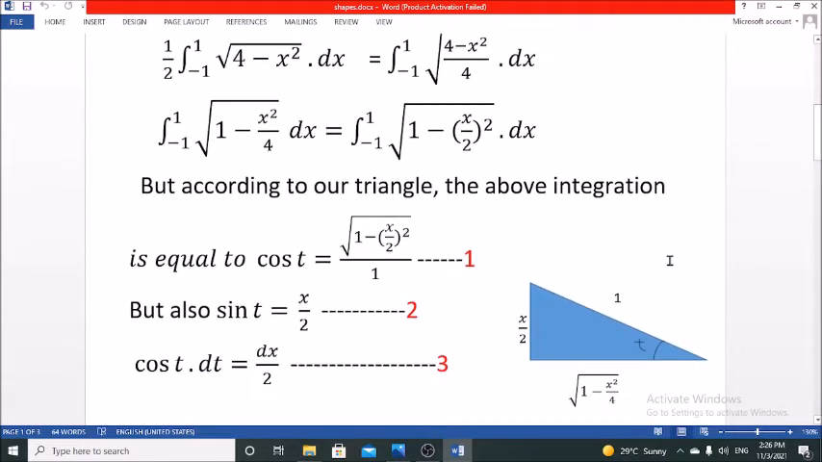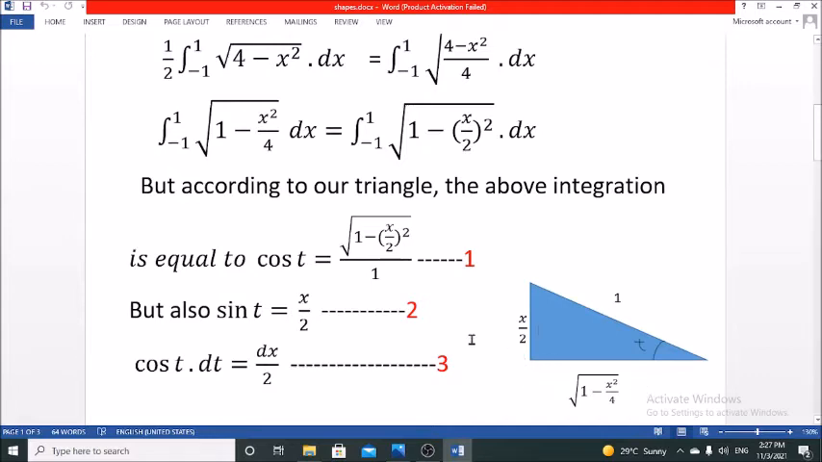Now let's construct this triangle, making use of x over 2, putting the opposite side equal to x over 2, the hypotenuse being 1, and thus the adjacent side would be the square root of 1 minus the square of x over 2, which is x squared over 4. So the adjacent side would be the square root of 1 minus (x over 2) all squared. So according to our triangle, the cosine t is the square root of 1 minus (x over 2) all squared.